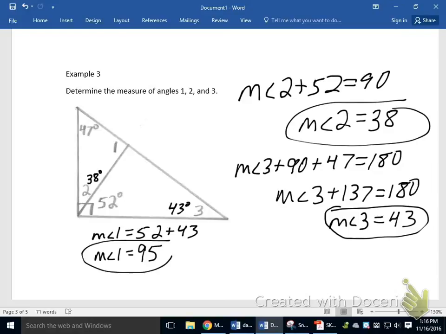Now obviously this figure was not drawn to scale, but they never are really. So keep that in mind. Don't hold me to, hey, this doesn't look like 43 degrees. It doesn't have to. All right, one last problem.